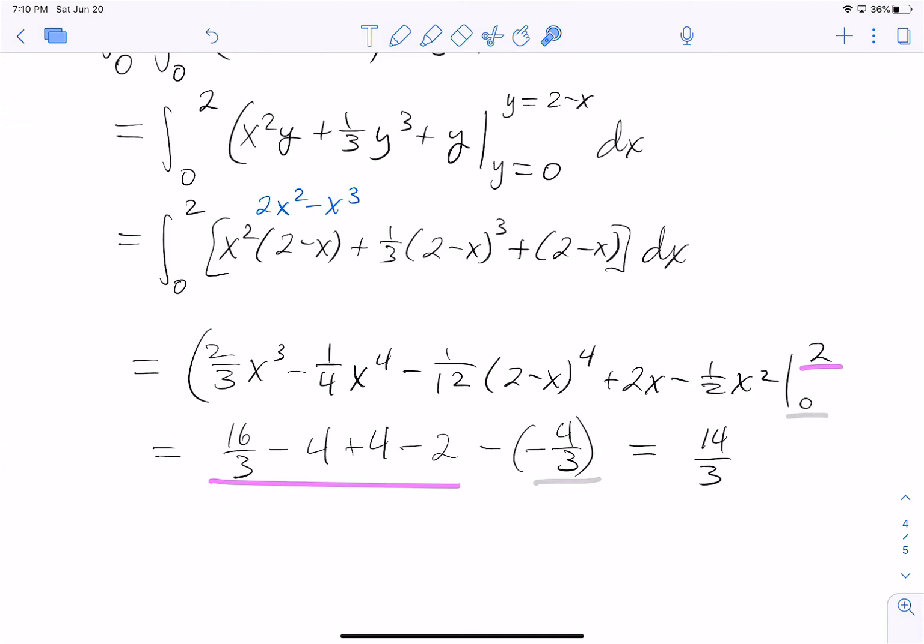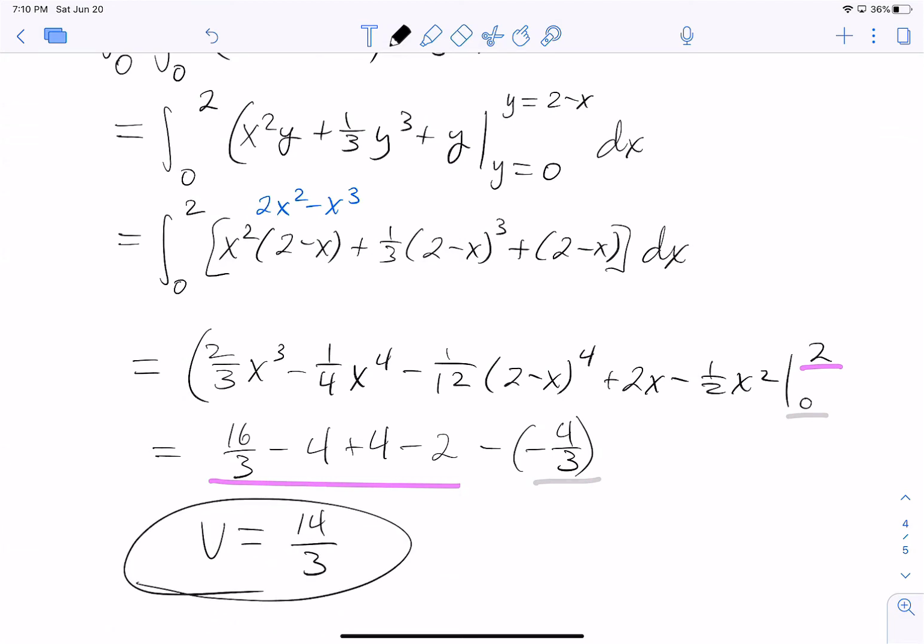Putting 2 in place of x is going to give us 16/3 minus 4 plus 4 minus 2. And then putting 0 in place of x is going to give us minus a -4/3 here. And I realize I don't want to write it this way. We were supposed to find the volume. And so I'm going to write the answer as V is equal to our answer, which is 14/3. This, of course, would have had to be positive if we're looking for a volume. In general, though, iterated integrals can evaluate to a negative number. If they do, it just does not mean volume.